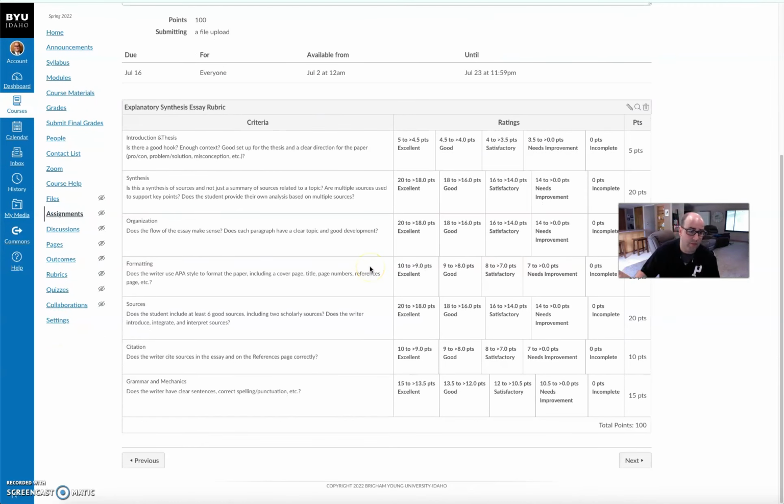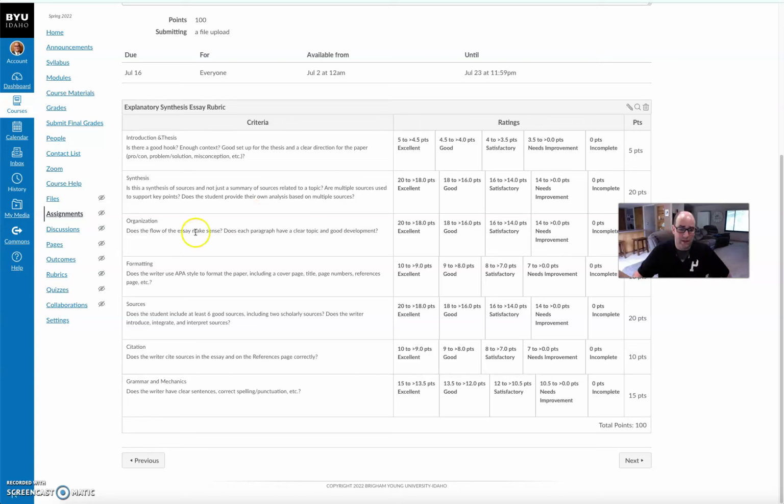So this is all the stuff that you're being graded on, right? So synthesis is a really big one. You're getting 20 points for that. Are you bringing all of the sources in and using them in a variety of different ways? And you're not just summarizing things.